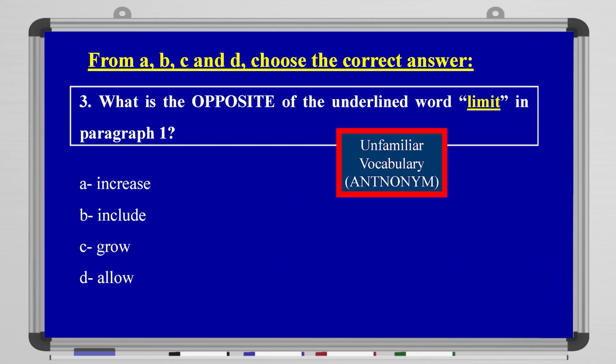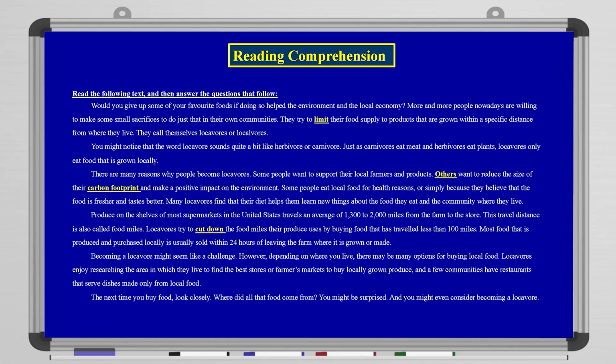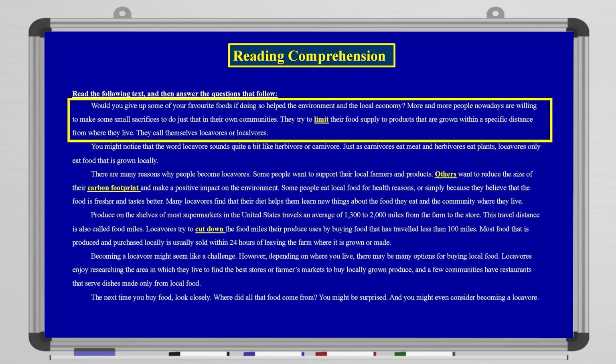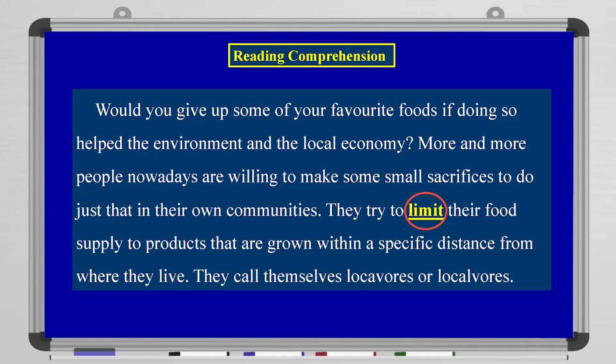What is the opposite of the underlined word limit in paragraph 1? This is an unfamiliar vocabulary, and it's an antonym, the opposite meaning. So does the opposite meaning of limits is increase? Is it include, grow, or allow? Let's look together at paragraph 1 to understand what the word limit means first to find the answer. We can find it right there. The sentence says they try to limit their food supply to products that are grown within a specific distance from where they live. So in a way, we understand that here limits, it means kind of decrease, right?